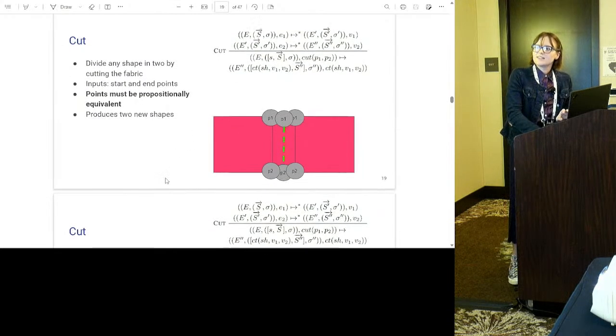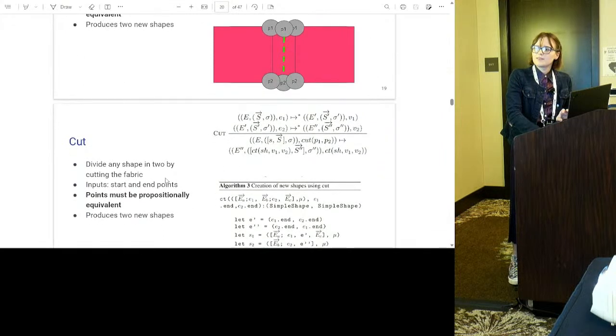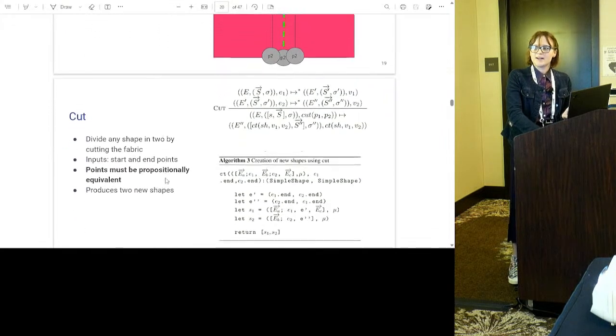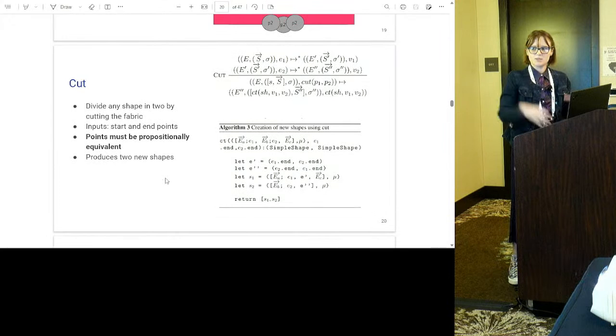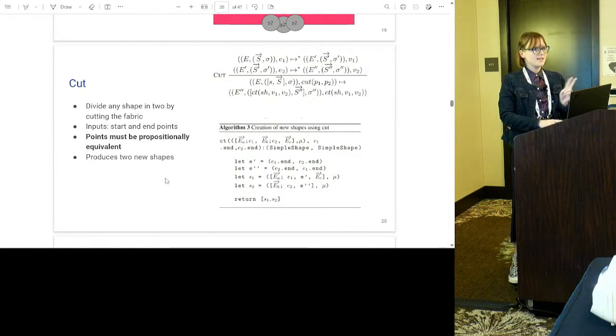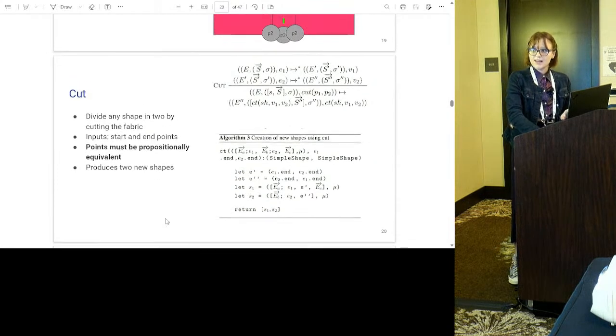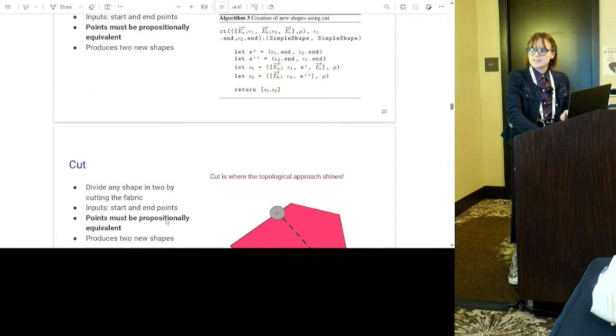And the cut is really where this topological approach shines, because when you think about cutting through empty space and avoiding it, with a geometric approach you have to worry a lot about non-convex shapes and where you have empty space, for example in the center of a piece of fabric. So for example, this might not show up as well.